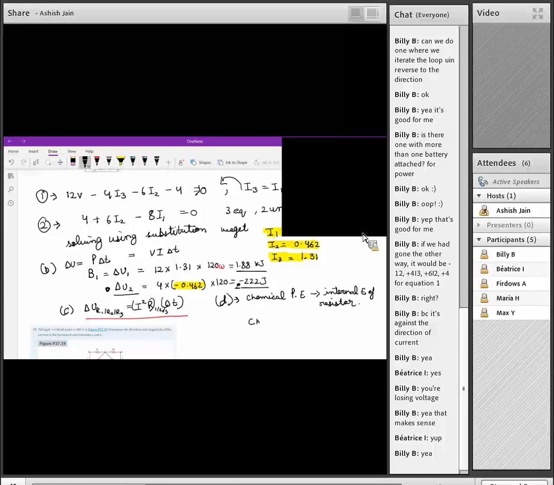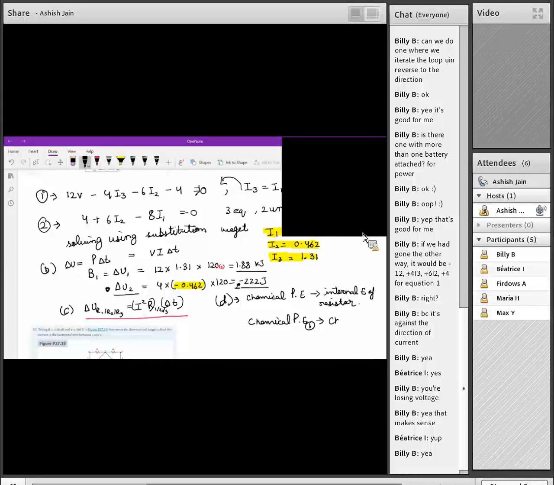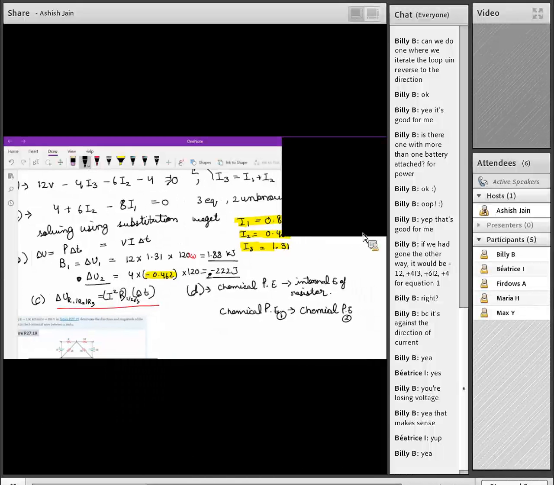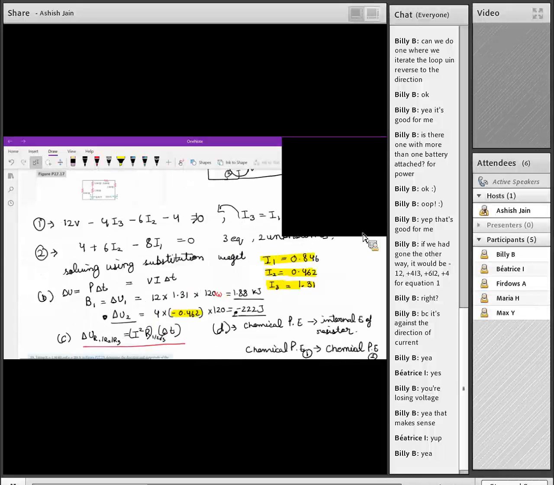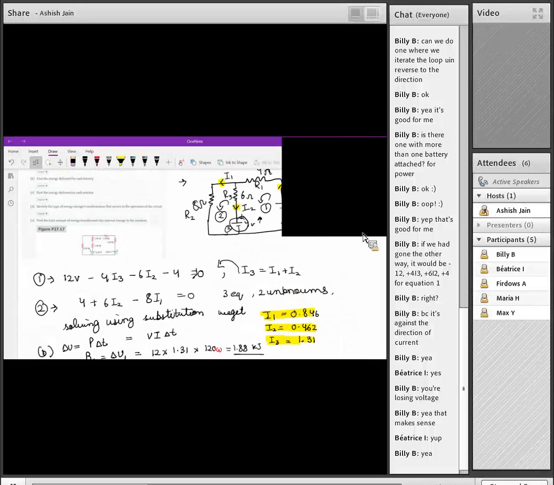And another is the chemical PE of battery 1 is being delivered to the chemical PE of battery 2. It's being converted to chemical potential energy of battery number 2. Does this make sense for question D?